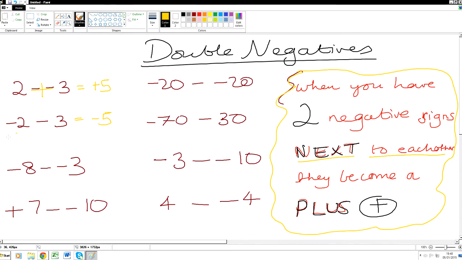So please don't learn two minuses make a plus, because that is incorrect. Two minuses next to each other become a plus. Okay? Two minuses next to each other become a plus.